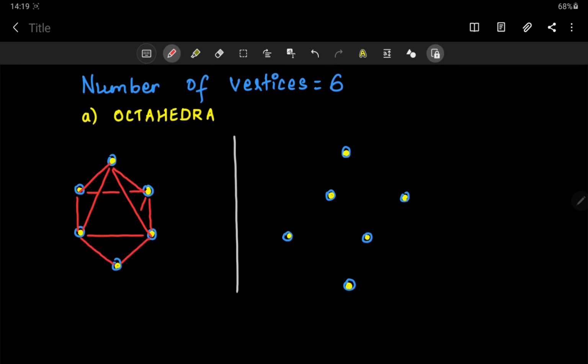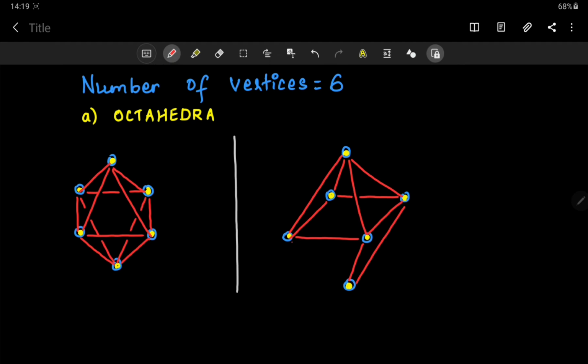Now as I draw in the second orientation, let's count the number of edges. This is the first orientation. The second orientation is a side view. 1, 2, 3 and 4 edges above, 5, 6, 7 and 8 edges in the square plane, 9, 10, 11 and 12, altogether 12 edges that are present in octahedra.